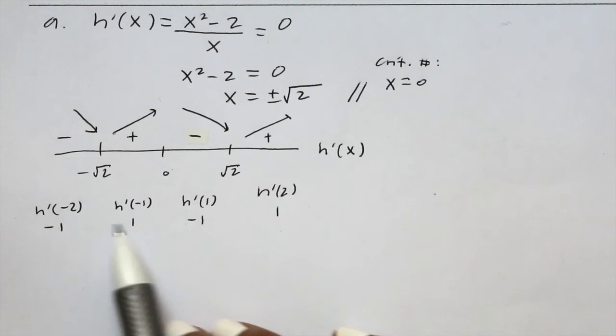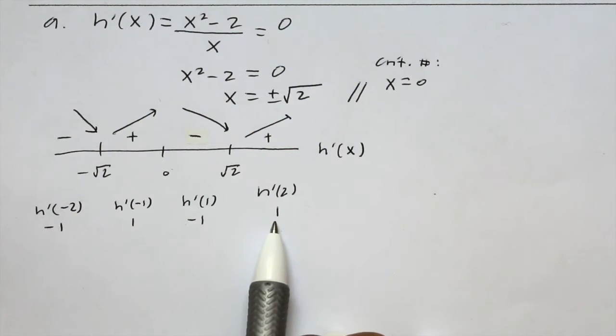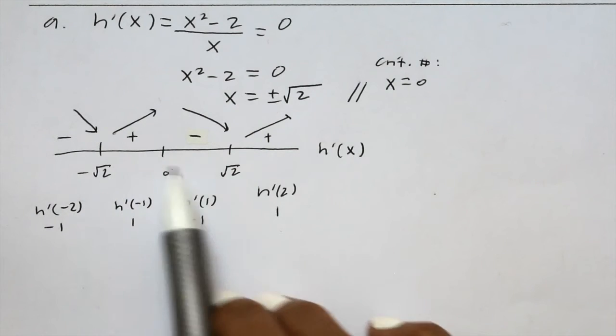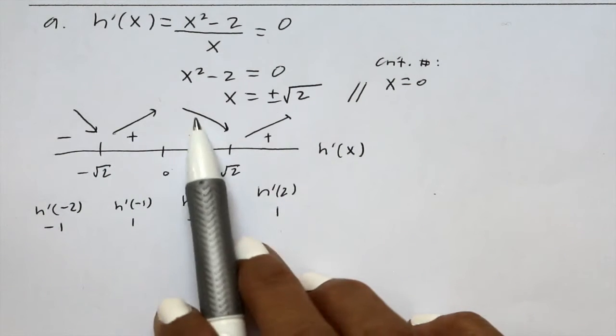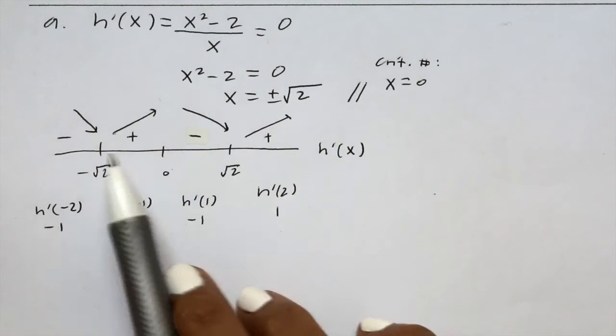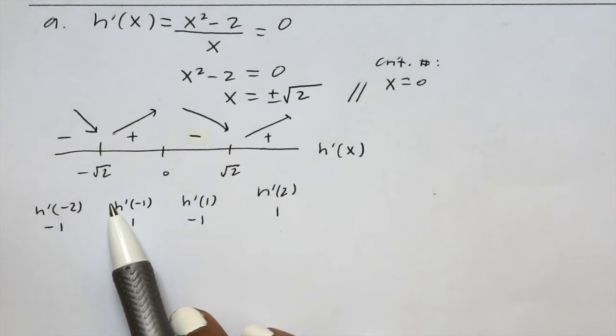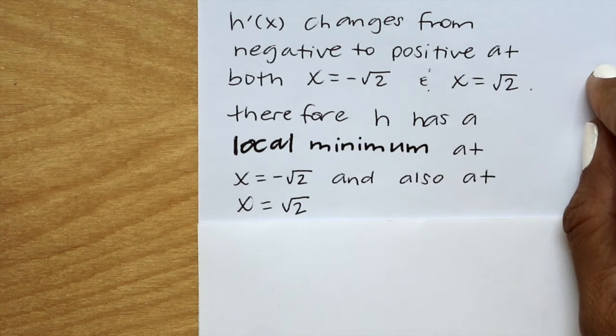So you can see I plugged in values on the number line for h prime. And at negative root 2 and also positive root 2, h prime changes from negative to positive at both values. Therefore, h has a local minimum at both of those x values. And I have that written out. H prime changes from negative to positive at both x equals negative root 2 and positive root 2. Therefore, h has a local minimum at x equals negative root 2 and also at x equals positive root 2.